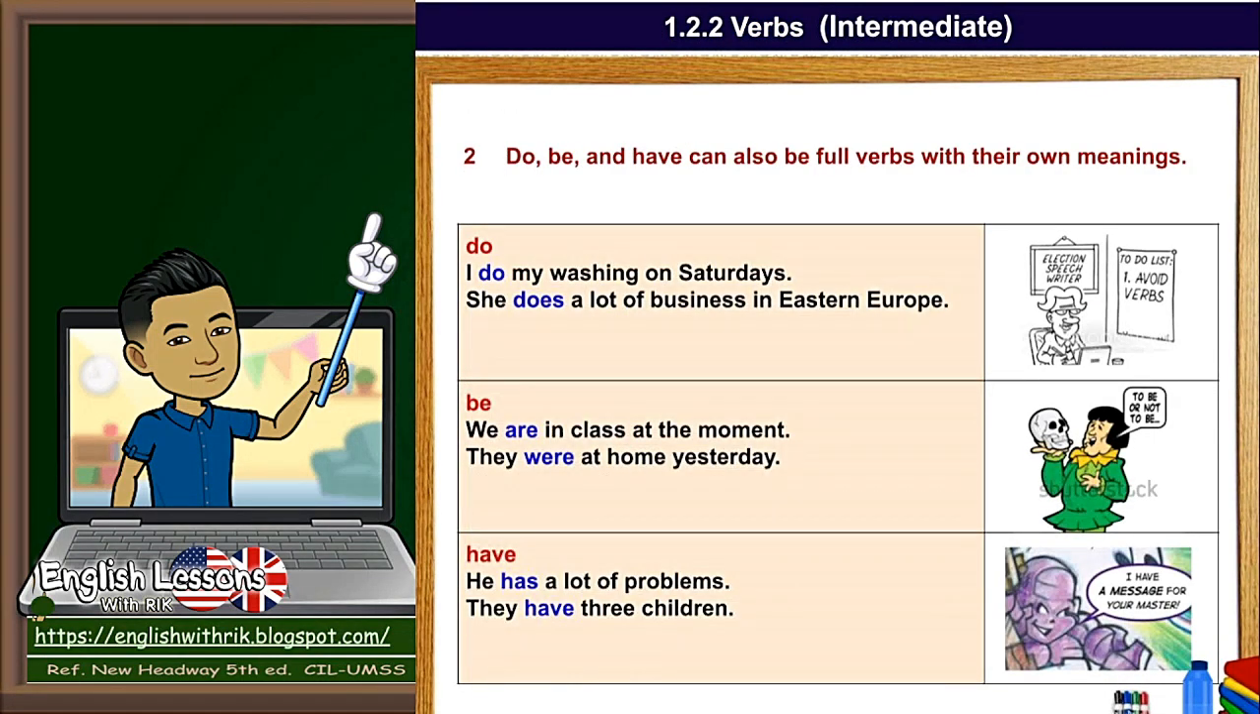Do, be, and have can also be used as full verbs with their own meanings. Do. I do my washing on Saturdays. She does a lot of business in Eastern Europe. Be. We are in class at the moment. They were at home yesterday. Have. He has a lot of problems. They have 3 children.